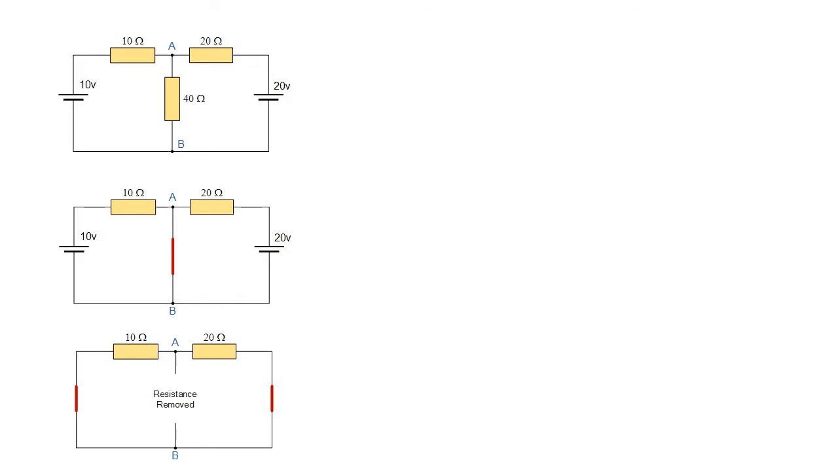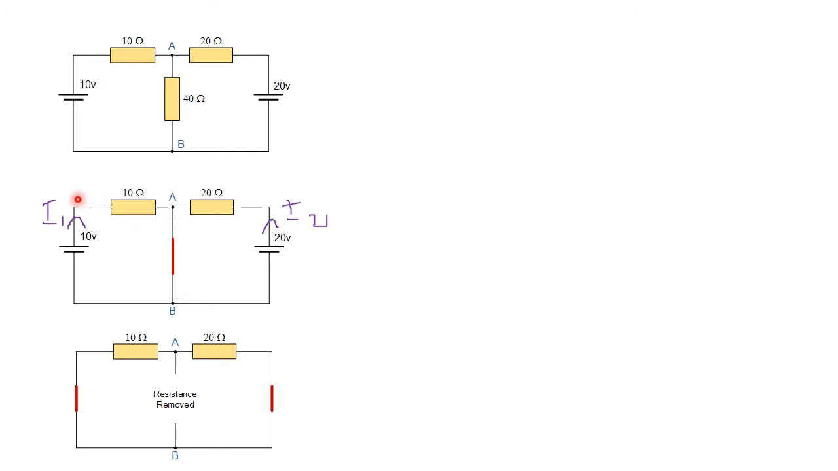From the 10 volt battery I am considering the current I1, and from the 20 volt battery the outgoing current I am considering as I2. Here I1 is coming from the 10 volt battery, and I2 is coming from the 20 volt battery. Then these two currents will add together and go through this path.